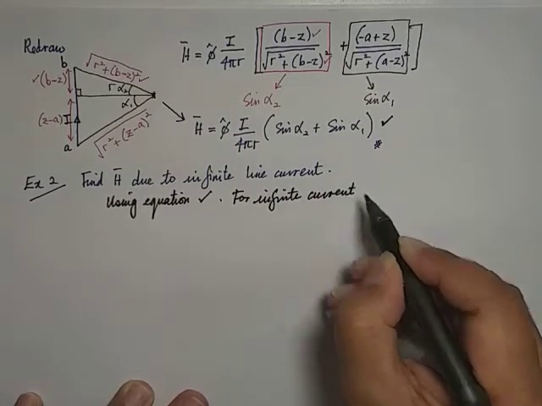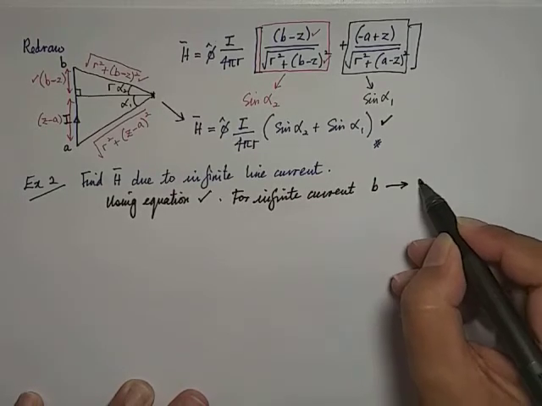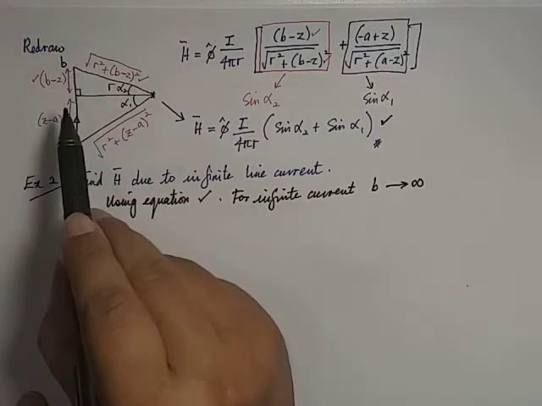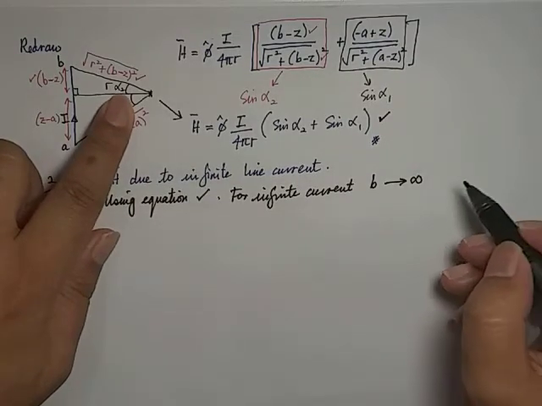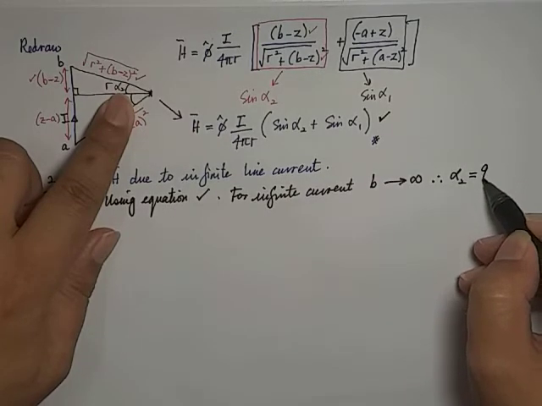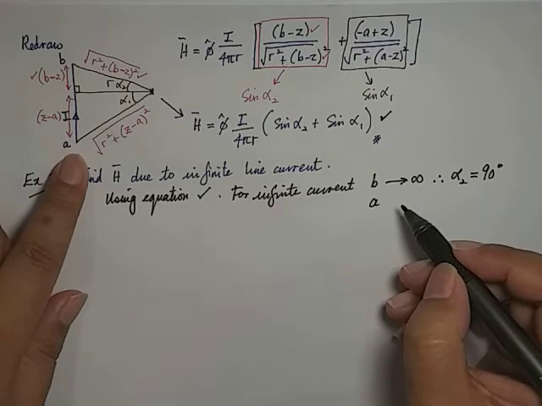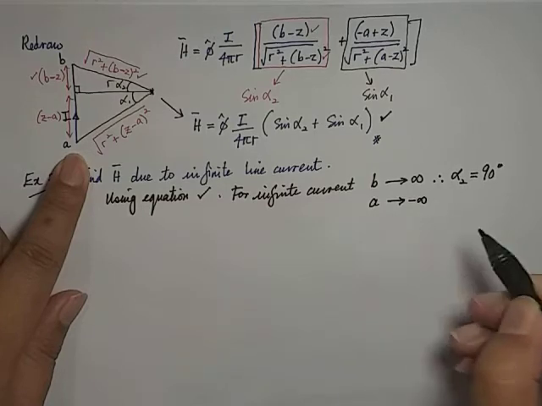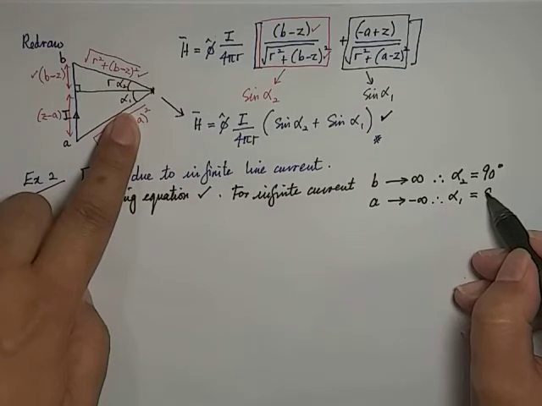okay, where A, or let's say B first, B now tends to move to where? Infinity. That's what we define by infinite. The B is not located here, it's going to be very far away. Let's say it goes to infinite. So what happened to the angle when B moved to infinite? Alpha 2 now will become equal to what? Good, 90 degrees. And again, if A is now going to be representing infinite line current, it is going to be located where? Minus infinity. Therefore, what happened to angle alpha 1? Yes, equal to again 90 degrees.